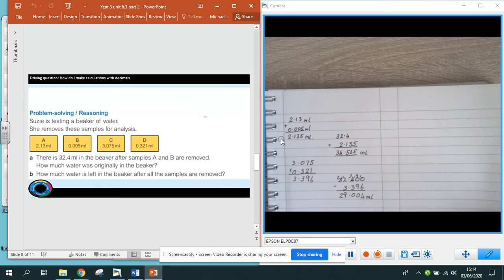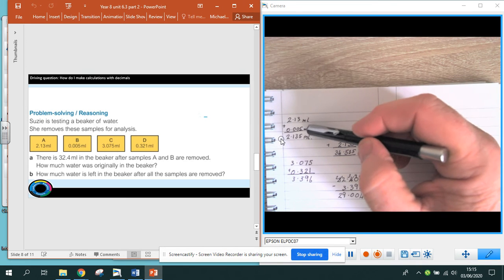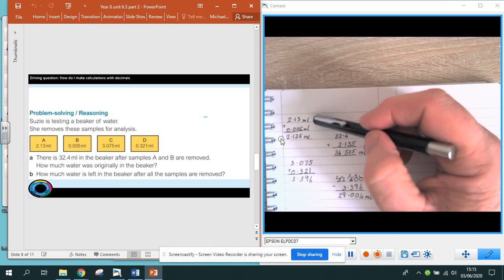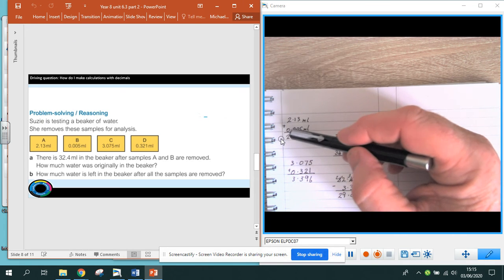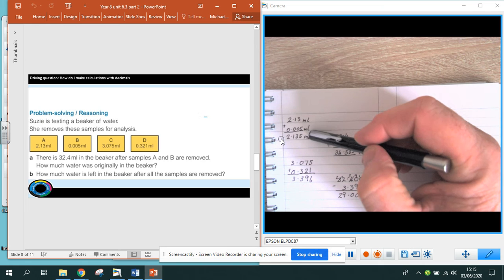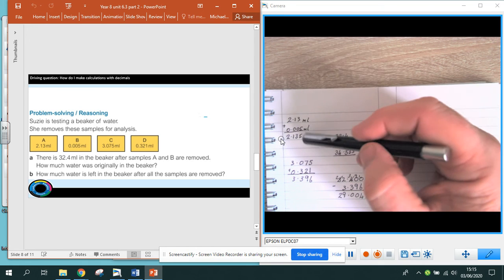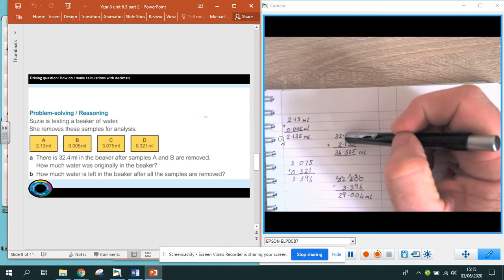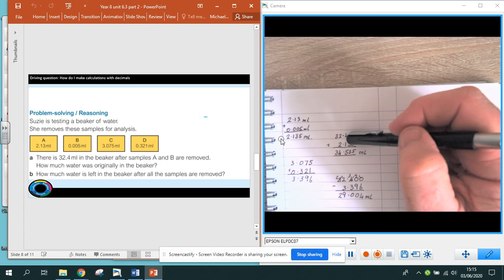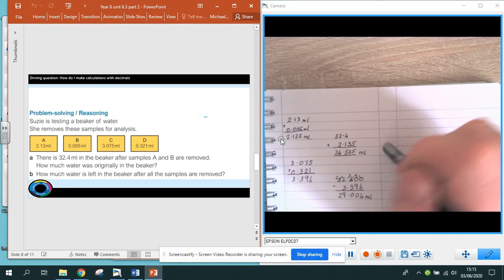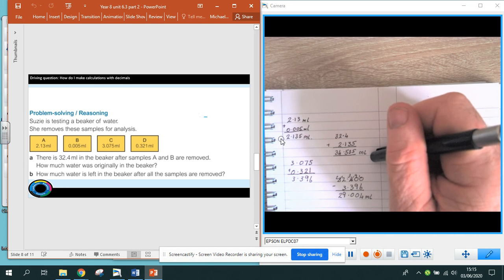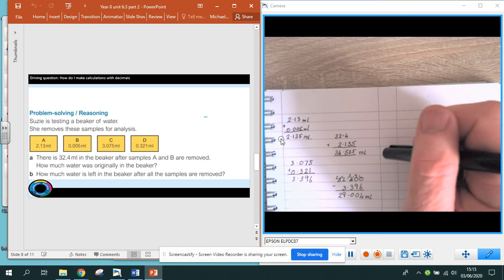So, here's my version of the calculation. First thing that I did was I found out how much was in A and B. If you add A and B together, you get 2.135 millilitres. So, that was how much was removed, and after you removed them you had 32.4 millilitres. So before they were removed you had those two numbers added together, which is 34.535 millilitres. So that's how much water was in at the start.